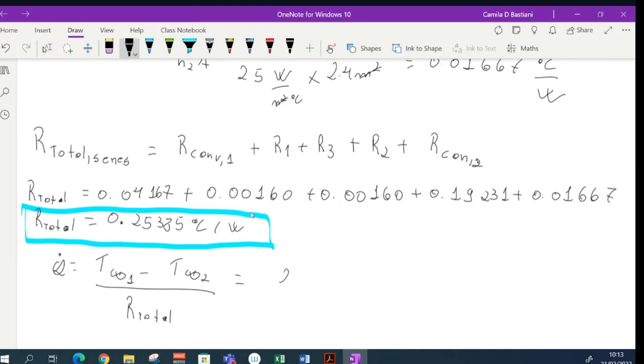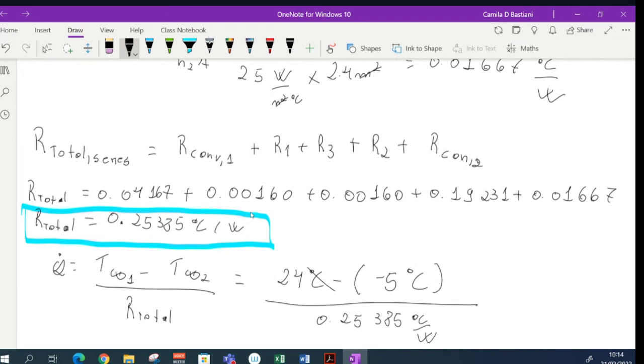So I have here 24 degrees Celsius minus 5, that was the temperature, divided by 0.25385 degrees Celsius per watt. I cancel the degrees Celsius. So my steady rate of heat transfer is going to be 114 watts. Did anyone get the same answer when solving on your own?